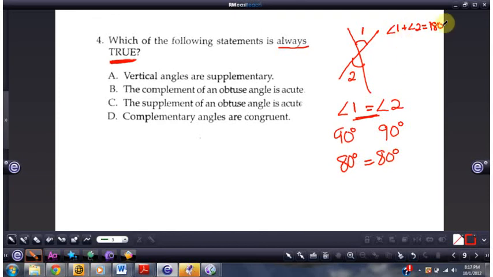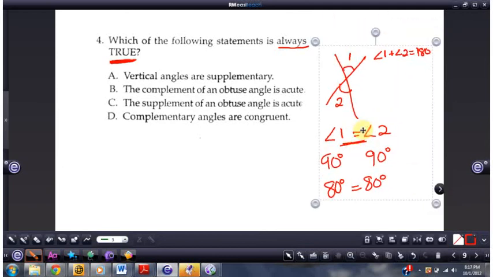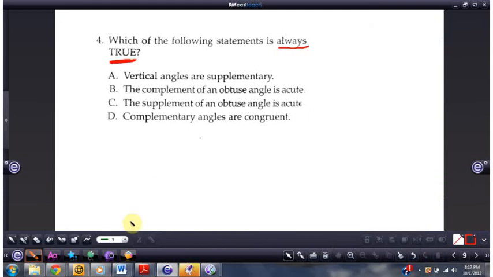Okay, so let me get rid of that. That means A is not an option. So I'm going to cross out A because that is not an option.